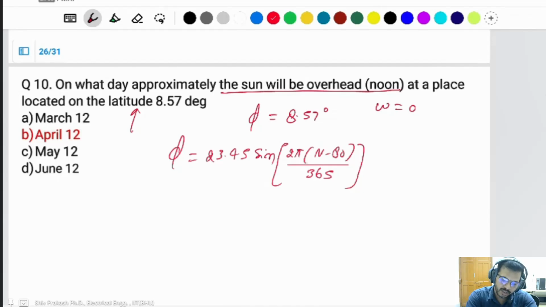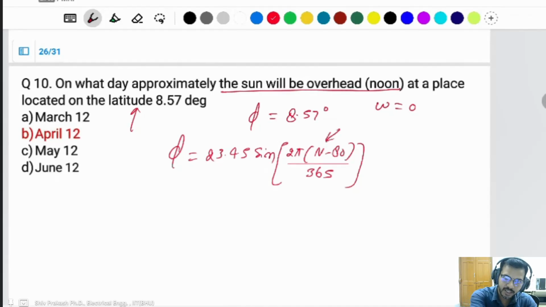But it is asking at what day the sun will be overhead at noon at the place located at this latitude. It means you have to calculate the day of the year, n. Phi is given as 8.57. This is the angle, and this is also the 23.45 angle.